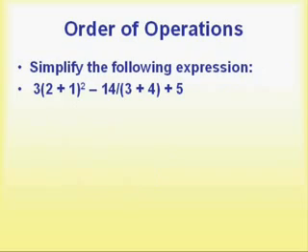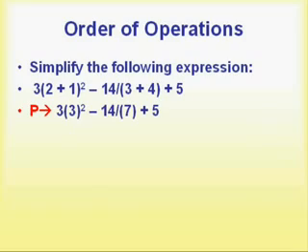For example, we simplify the following expression: 3 times (2 plus 1) squared minus 14 divided by (3 plus 4) plus 5 in the following manner. Using the acronym, the P, parentheses, tells us we simplify what's in the parentheses first and get 3 times 3 squared minus 14 divided by 7 plus 5.